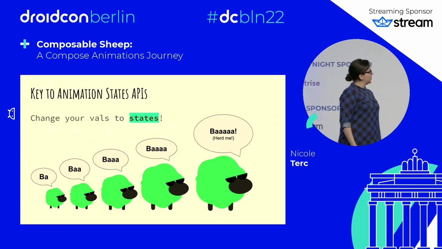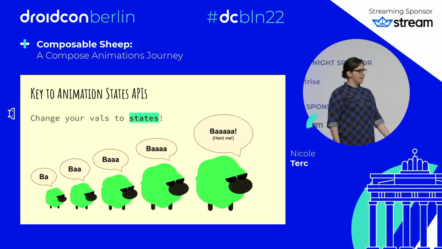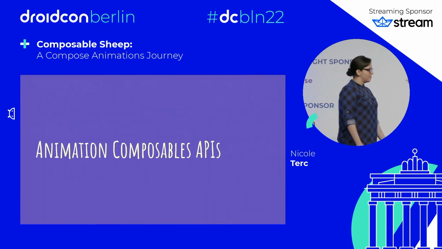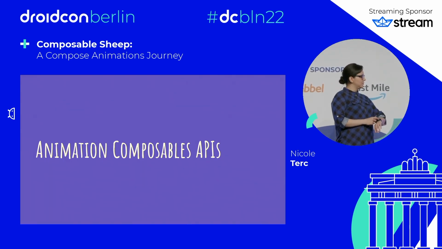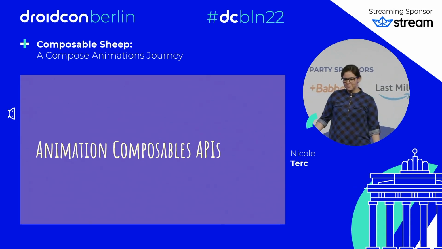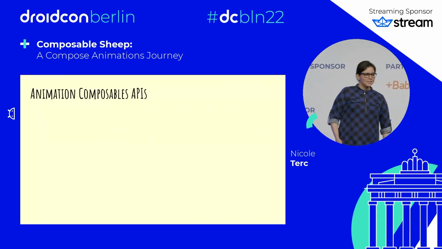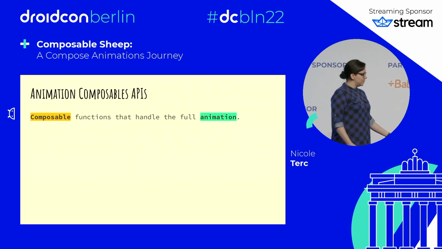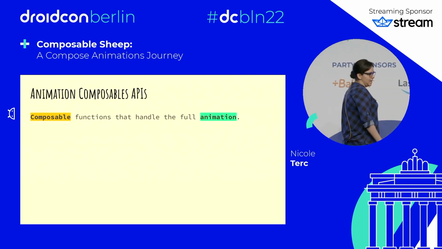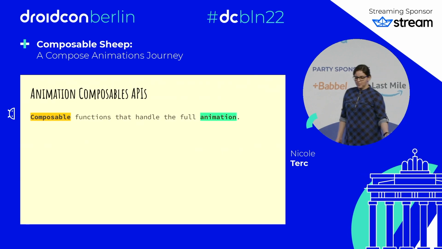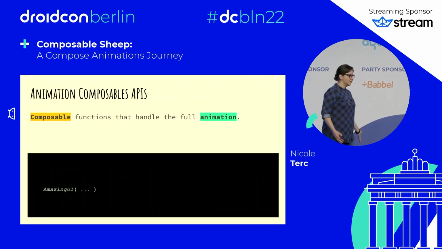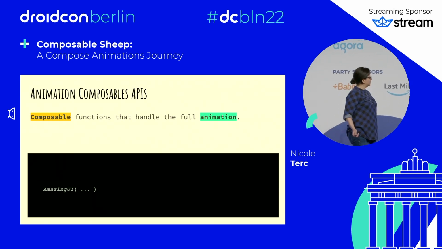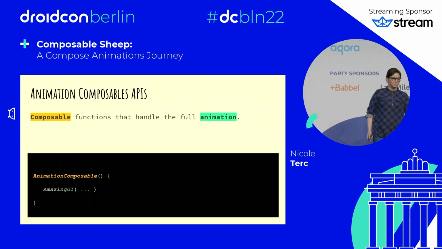So let's jump to the second category of our animation APIs. And let's start with some composables. Now, what are these animation composables APIs? As the name of the category already probably gave away, these are composable functions, but these ones are going to basically handle the whole animation for us. If we want to use them, the only thing we need is an amazing UI that we want to animate, and the only step we need to do is wrap it in an amazing animation composable. And this thing right there will do all the work.